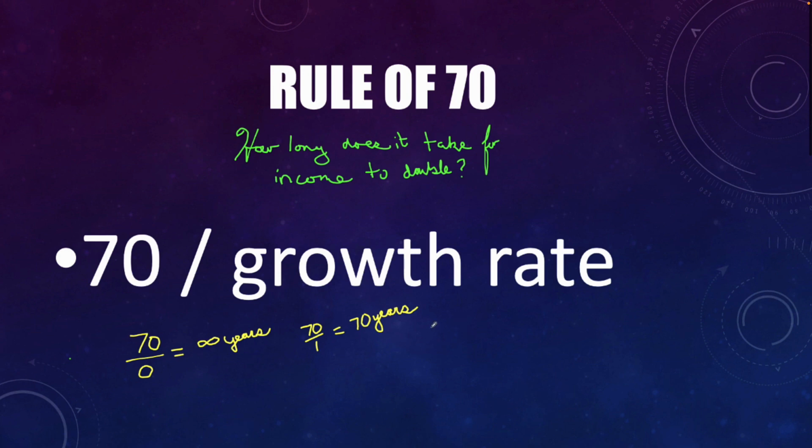If we were to change that growth rate to 2%, then we take 70 divided by 2, and now it only takes 35 years for your income to double. So a 2% growth rate means that in your working life, your income will double. If you start off with a job that's paying you $50,000 a year, by the time you're ready to retire, you're going to be earning $100,000 in real income.